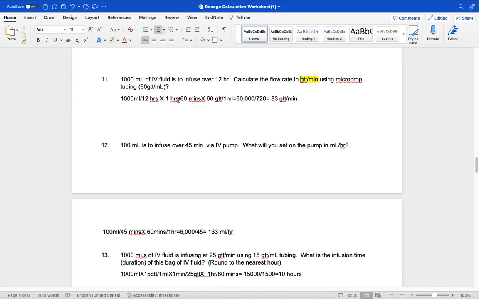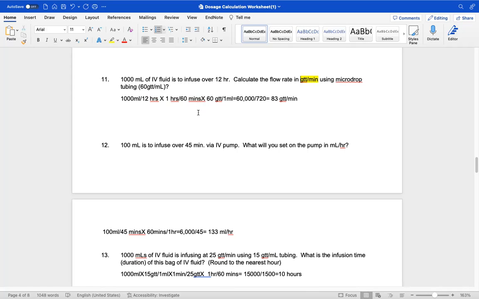So we're trying to get to the drops per minute. The next step will be to cancel out our hours so that then we're in minutes. So we're in the correct time. So we've got hours here. So we know that 1 hour is equivalent to 60 minutes. Our hour on top here cancels out our hour on bottom here, which leaves us 60 minutes. Now we're going to multiply that by the tubing rate that they provided us. That's where this 60 GTT per mL comes in. So now this is how we get that drip rate or that flow rate.